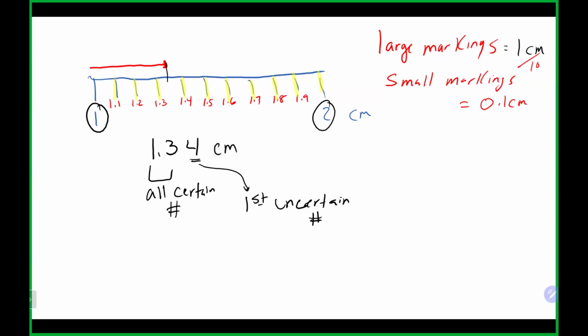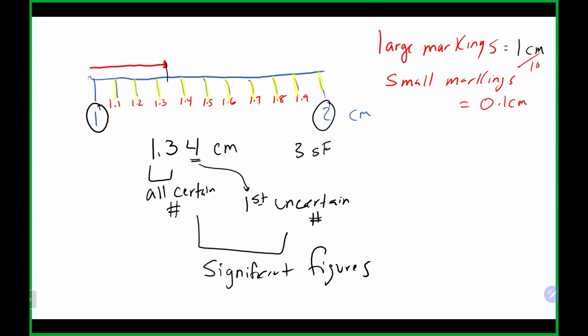And when you take a measurement, it is always important to record all the certain numbers plus the first uncertain number. And the reason it's important to do that is that those are what we call significant figures. Those are all the significant figures in our calculation, which means my measurement right here would have how many significant figures? It would have 3 significant figures, all the certain ones plus the uncertain number. Any questions on that there?